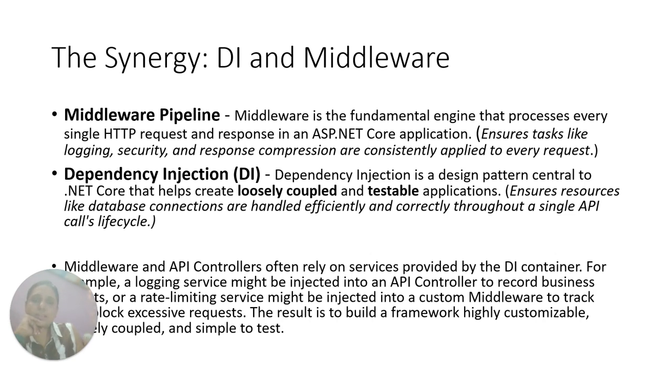The core components, DI and middleware and API controllers, they rely on the services provided by the DI container. DI is the dependency injection, and it's a design pattern which is central to the .NET Core, helping to build loosely coupled and testable applications. It ensures that the resources like database connections are handled efficiently.